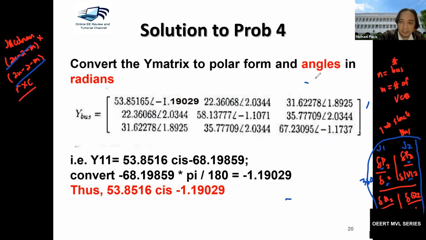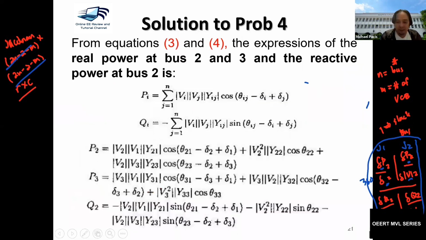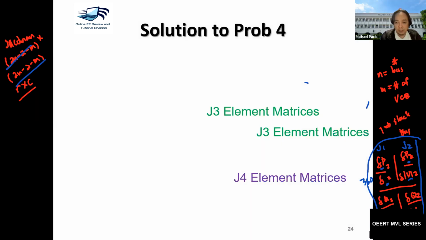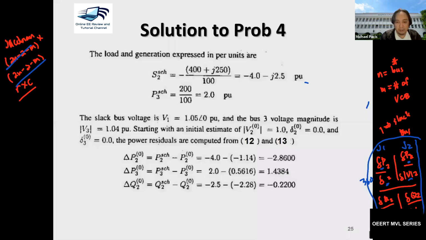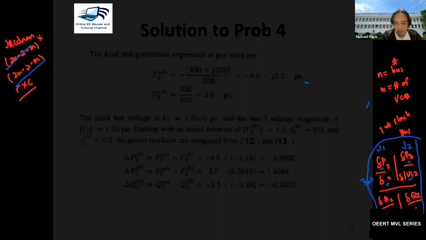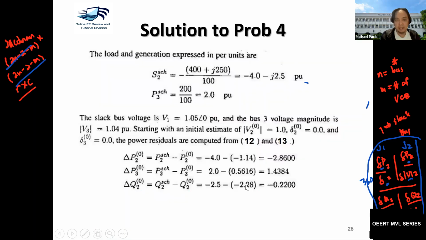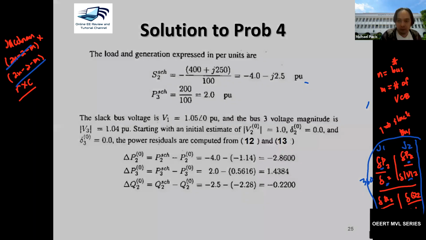Okay, now if you already have those values, just substitute them in our equation. And then it will yield this, as 1.14. So apply it to P3 and Q2, and it will yield 0.56 and negative 2.28 here. Okay, already done. Let's move forward to some sample problems.